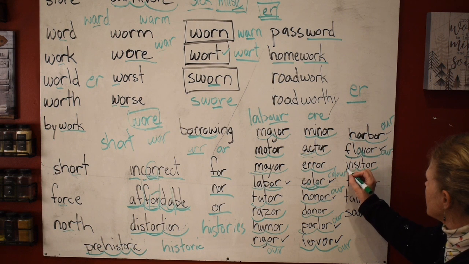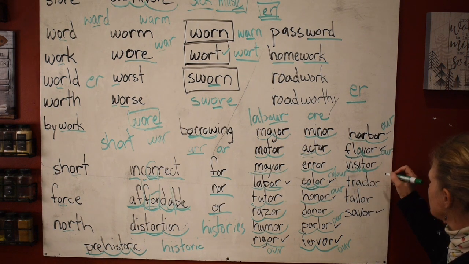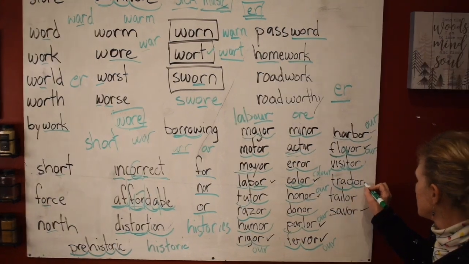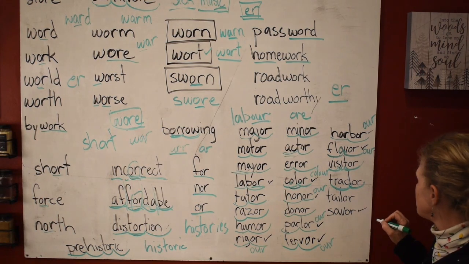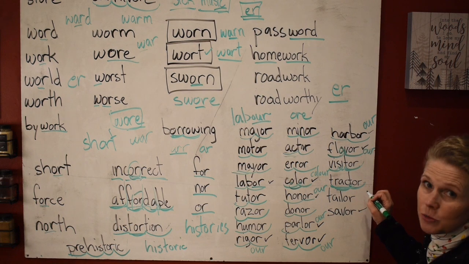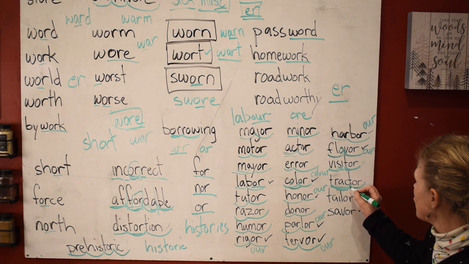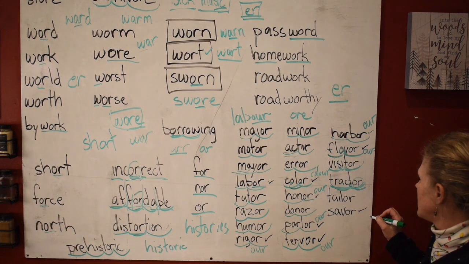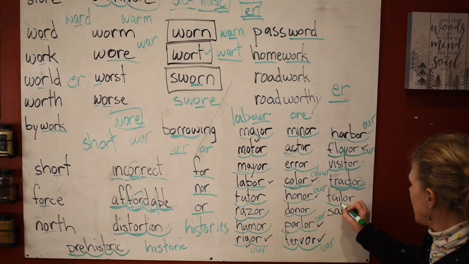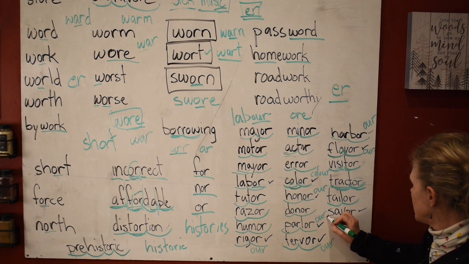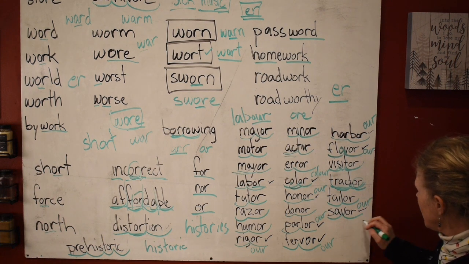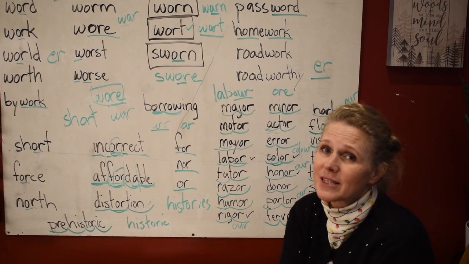Visitor. Visitor. And that is spelled the same. Tractor. This is fun because this is your Latin root right here. It means to pull, and if you think about a tractor, it's pulling something. Tailor, savor, and this is O-U-R also. Savor. I really hope this lesson was super helpful.